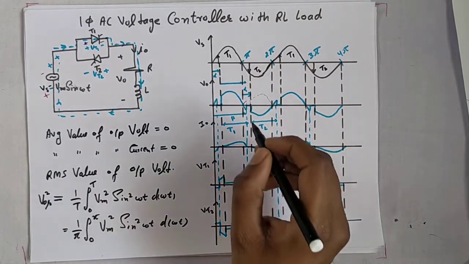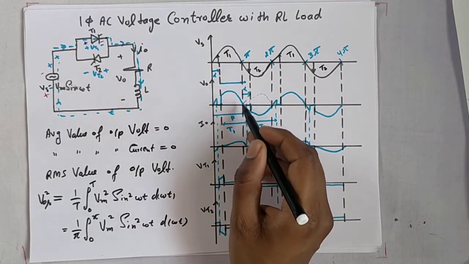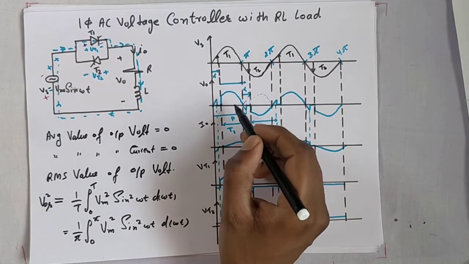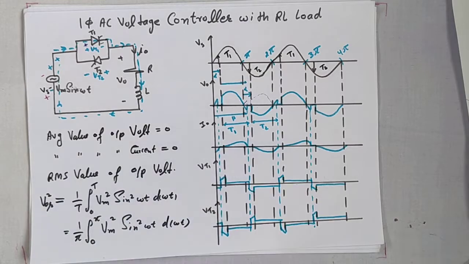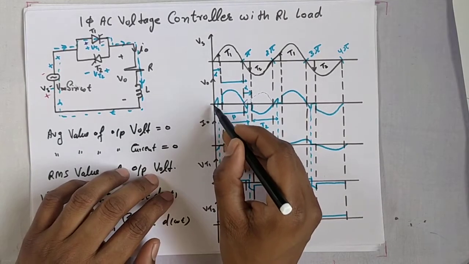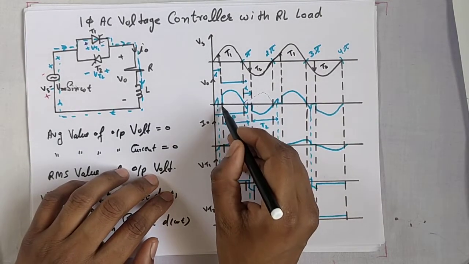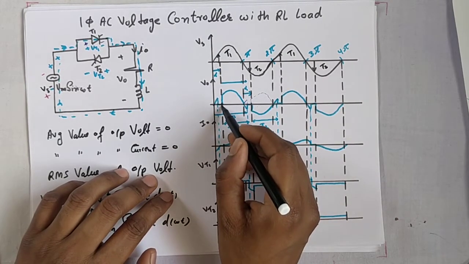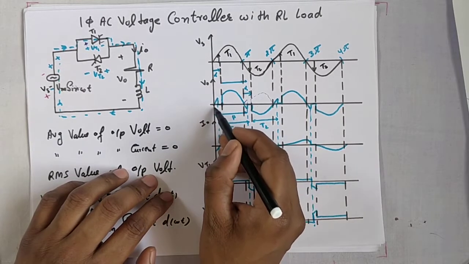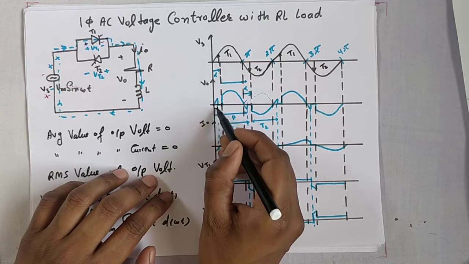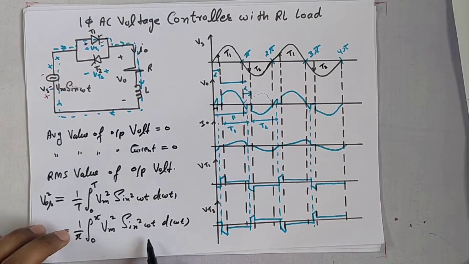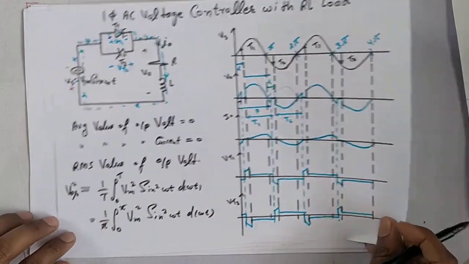So here we see that output voltage appears from alpha to beta. V0R is the area of the output voltage, so you can integrate over this whole waveform, or only from here to here. It is easier to integrate over the conduction interval, because we don't know the angle of the other part. That's why we integrate Vm square sin square omega t from alpha to beta. Let's integrate.